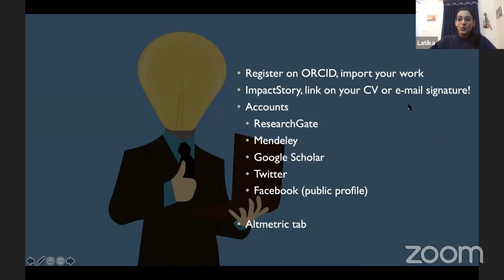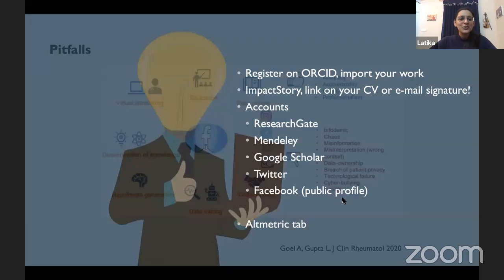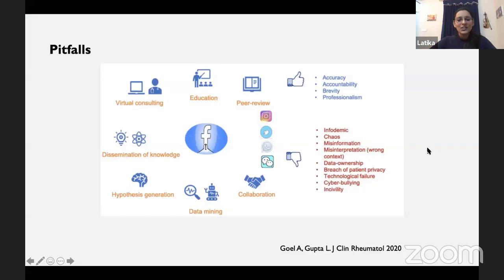I'll say you link your CV or email signature. So that is another cool thing you could do. And then you may have an account on ResearchGate. If not, then better late than never. And then Mendeley and Google Scholar. Facebook could be a personal space depending. Sometimes there is an option of creating two profiles, a public and a professional one. Twitter is usually professional, better to keep it that way. And you could try getting the Altmetric tab and explore which articles actually did better on social media. It's something which may be of curiosity to you.